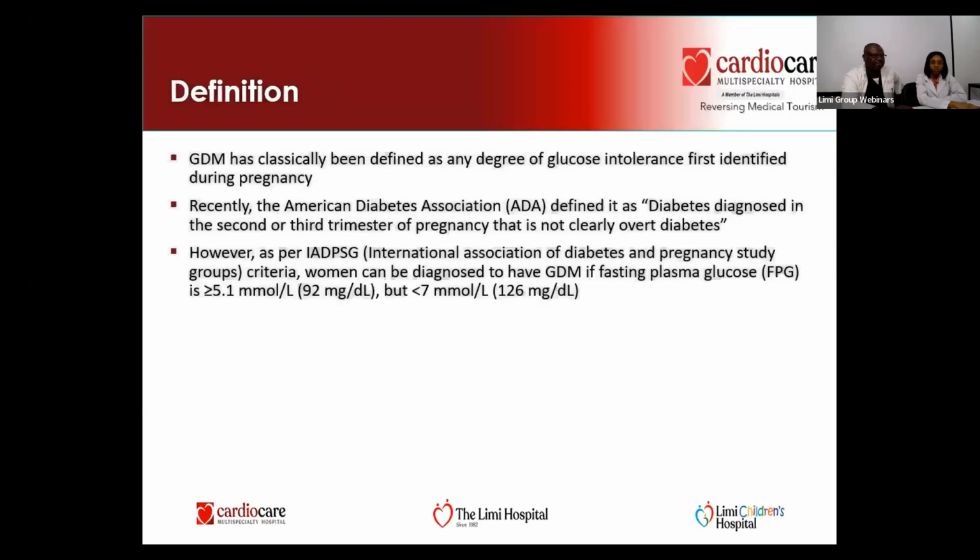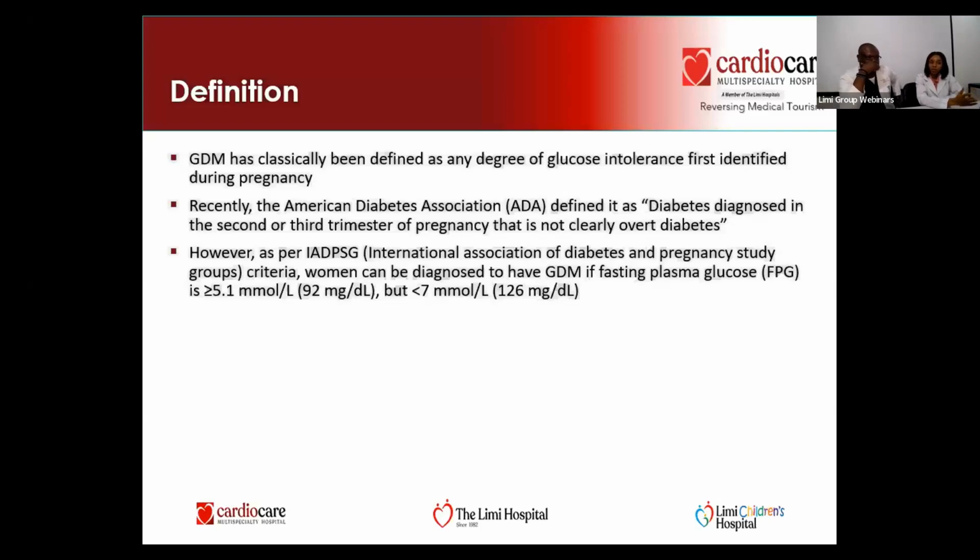very effectively. Gestational diabetes has classically been defined as any degree of glucose intolerance first detected during pregnancy. Recently, the American Diabetes Association, that's ADA, defined it as diabetes diagnosed in the second or third trimester of pregnancy that is not clearly overt diabetes.